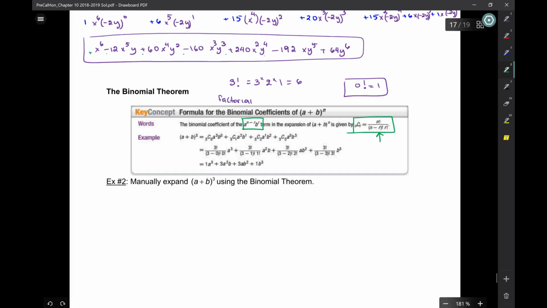Okay, when is this good to use? Suppose you are given something like x plus y to the power of 57, and you want to know the coefficient of the 36th term. You're not going to do Pascal's triangle for 57 steps, as fun as that is. This process gives you that term directly. So that's when it's used.